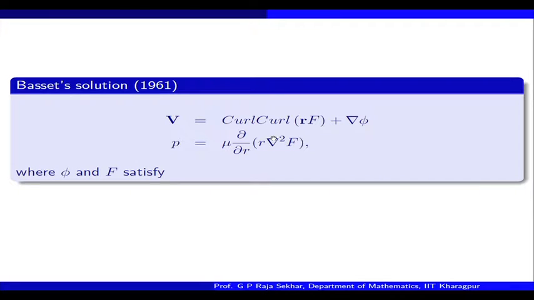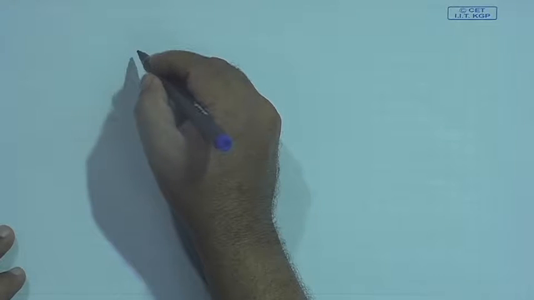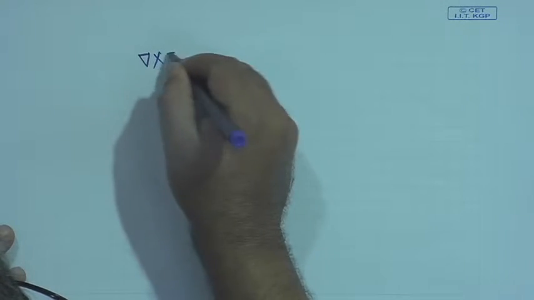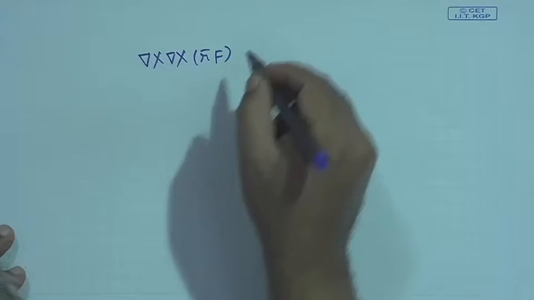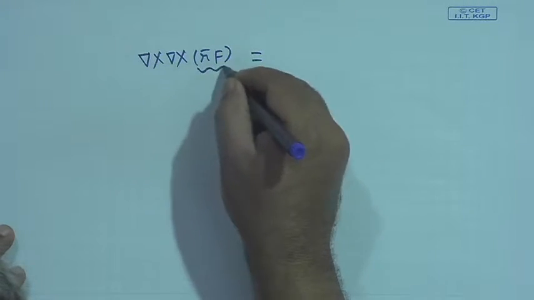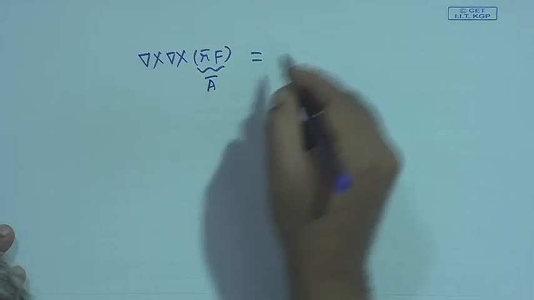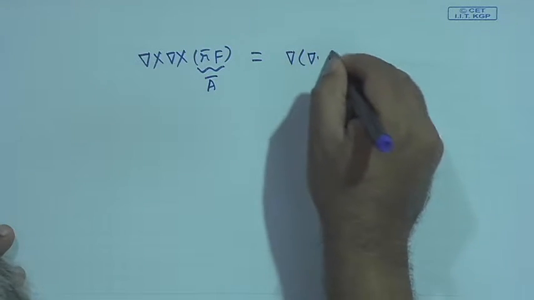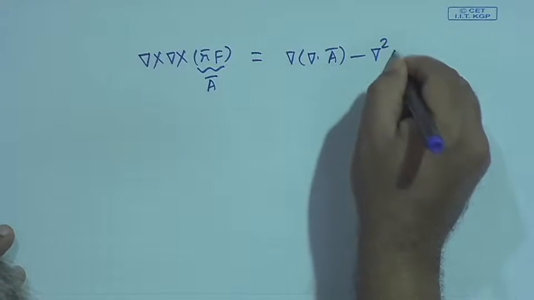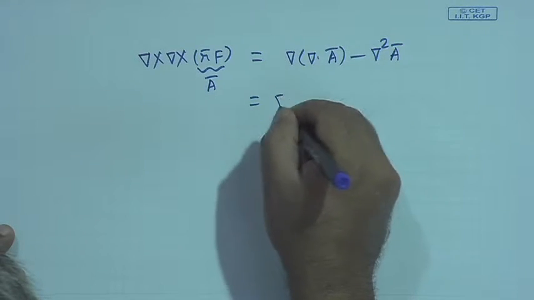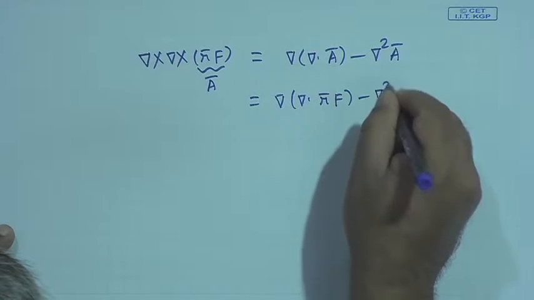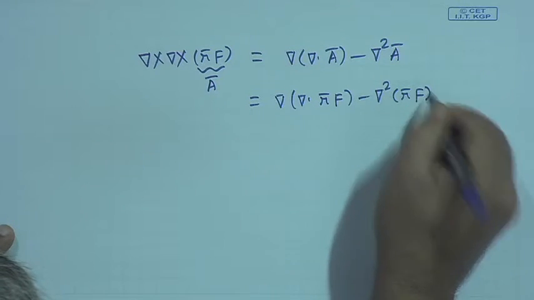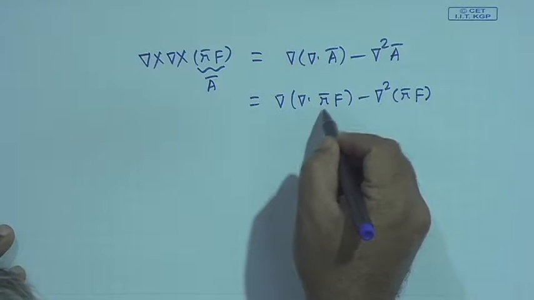What is the trick here? For example, the first part I am writing is curl R f. We have a vector identity. Suppose you call this some A bar, then curl curl A bar is grad divergence of A bar minus del square A bar. So, that means this is the divergence of... what is R? R bar is the position vector.